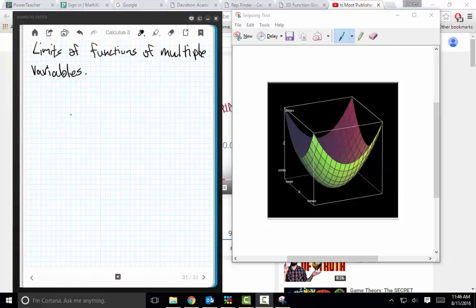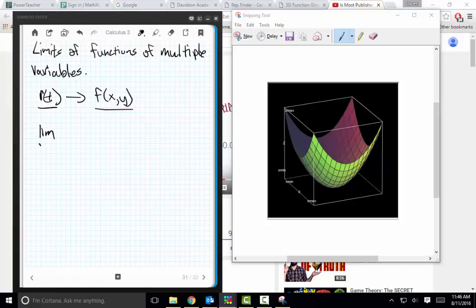All right, the parameterized vector function r of t versus the function of multiple variables f of x, y. This guy exists in 3 space. This guy exists in 3 space, but with a parameter which gives it 4 space. Okay, so enough said. Let's talk about limits as they used to be.